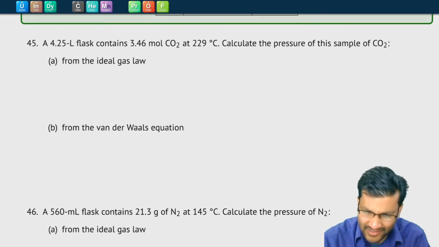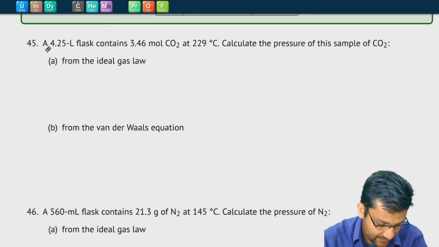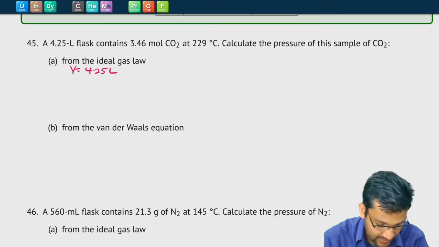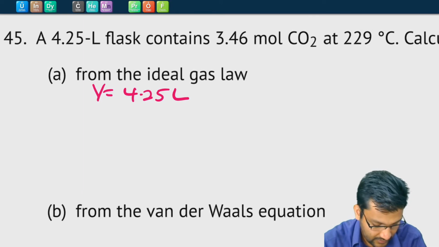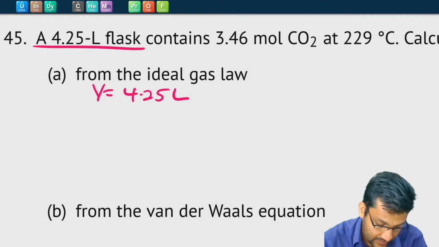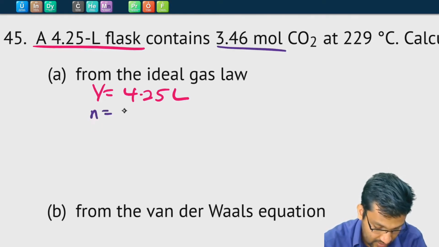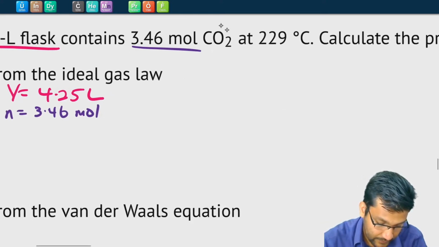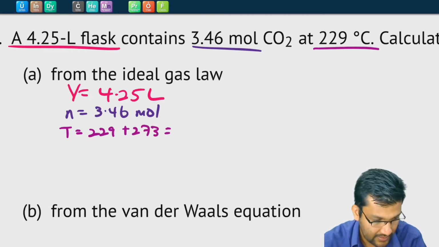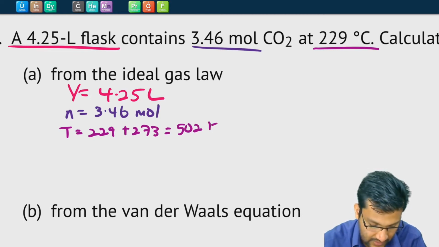Okay. Let's look at number 45. Number 45 says we have a 4.25 liter flask, so that's already the volume, 4.25 liters. Let's make this a little bit bigger so I can write a little bit neater. They give us the number of moles, so that's the number of moles, 3.46 moles. They give us the temperature, but it's not in Kelvin, but we can make it into kelvins easily. We add 273, and this gives me 502 kelvins.